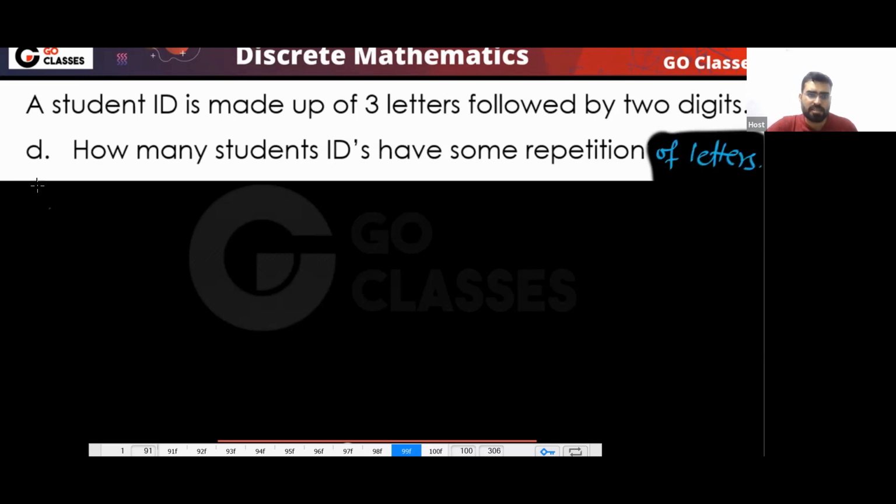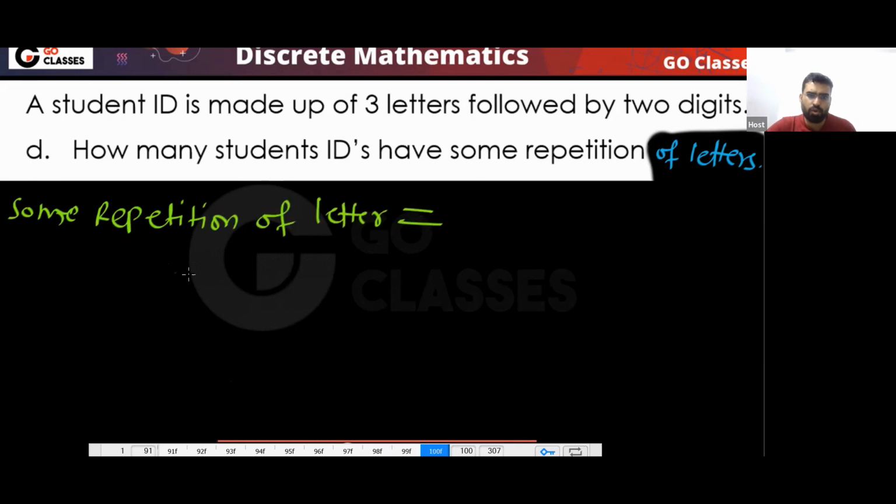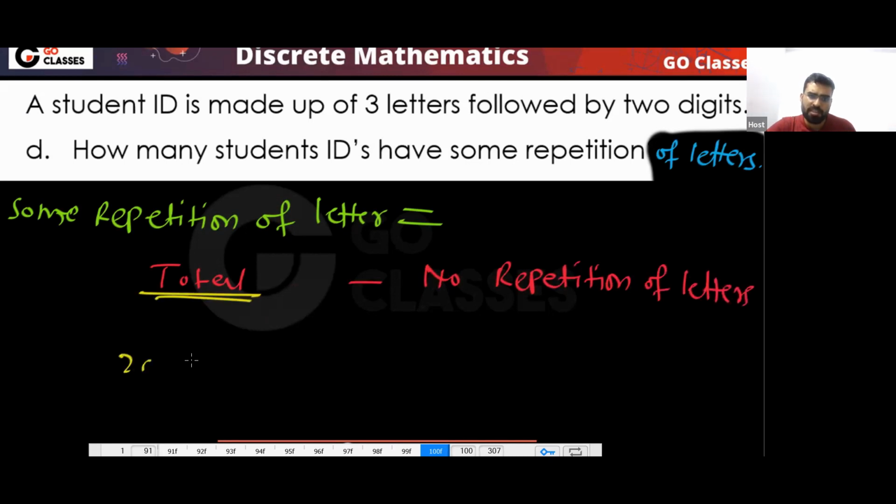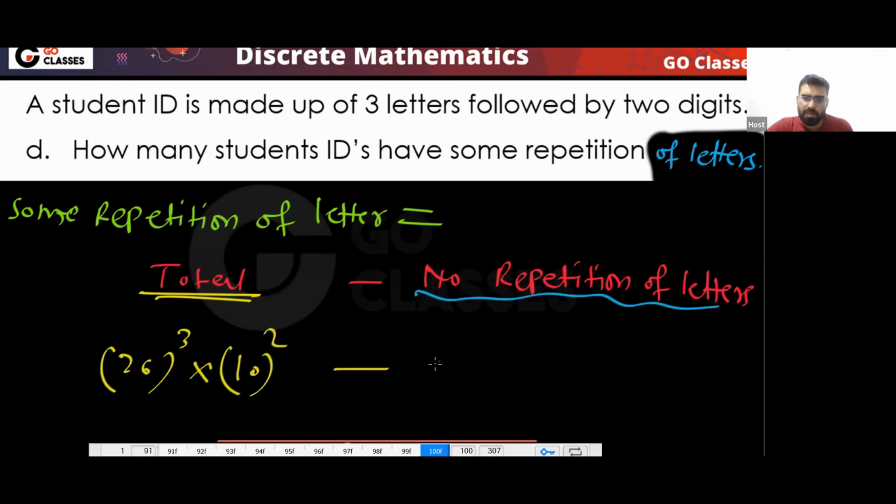Okay, now tell me the answer. Again, the method is same. Some repetition of letter will be equal to total minus no repetition of letter. So total you already know, that is 26 power 3 into 10 to the power 2, minus no repetition of letters. Letters should not repeat.